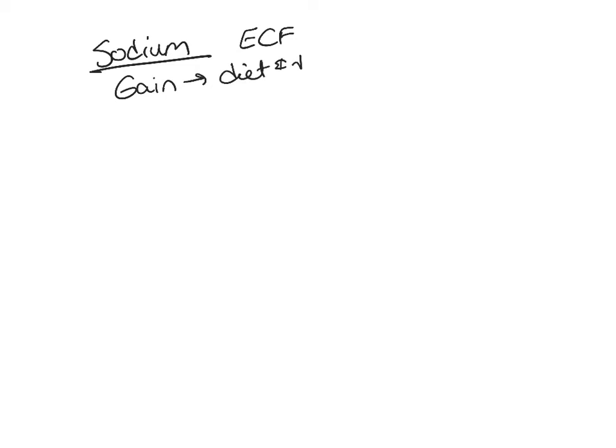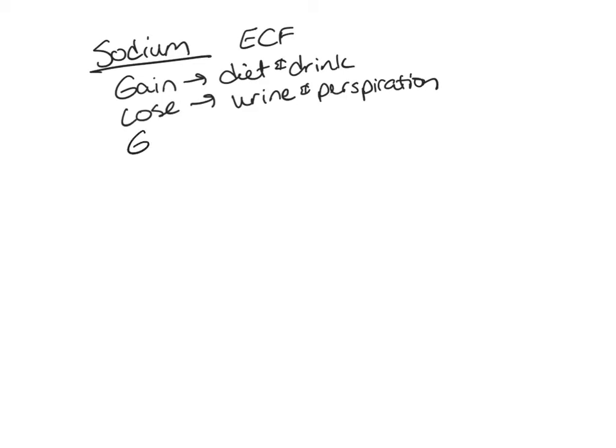So let's go ahead and talk about sodium. So sodium, we already said, is mostly in the extracellular fluid. We gain sodium through the digestive tract, so we're gaining it through diet and drink. And then we're losing it through urine and perspiration. To be in balance, the gains need to equal the losses. And those are going to be anywhere from 1.1 to 3.3 grams of sodium per day.